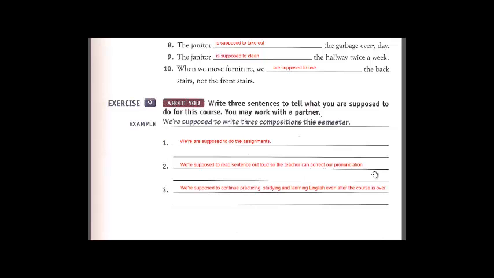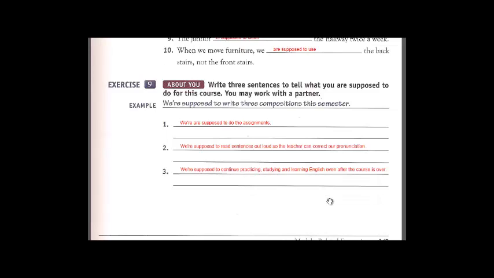We're supposed to read sentences out loud so the teacher can correct our pronunciation. I forgot the S here. So we're supposed to read sentences out loud so the teacher can correct our pronunciation. We're supposed to continue practicing, studying, and learning English even after the course is over. Okay?